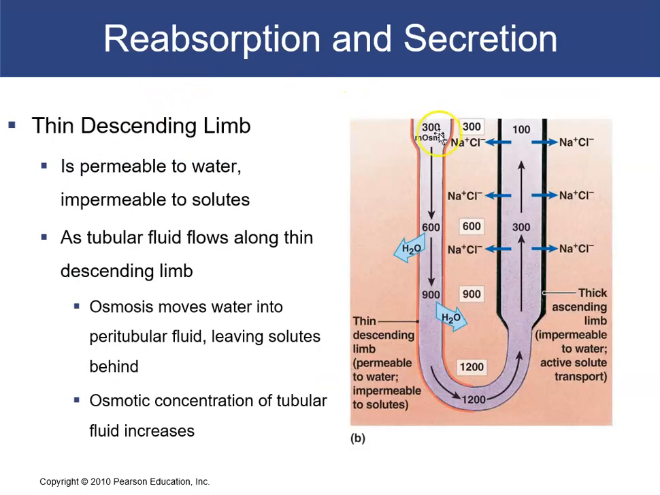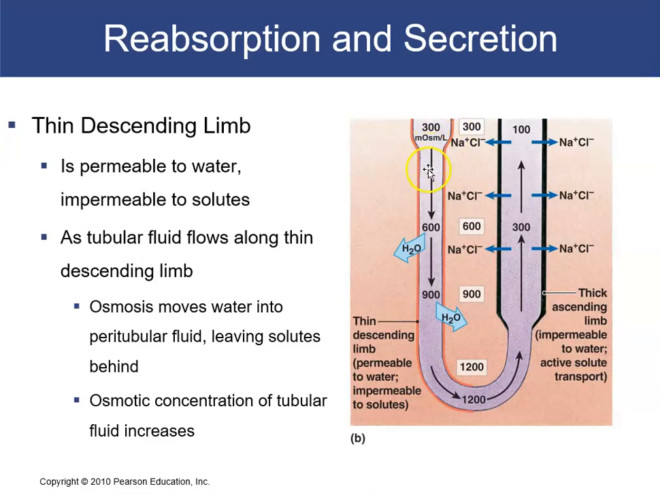Looking here, here's our thin descending portion of the loop that wraps around and becomes the thick ascending portion. The pinky purple is your tubular fluid, our potential urine. Around it, this represents the tissue of the nephron, and then wrapped around this you would have your peritubular capillaries that would pick up some of this material.